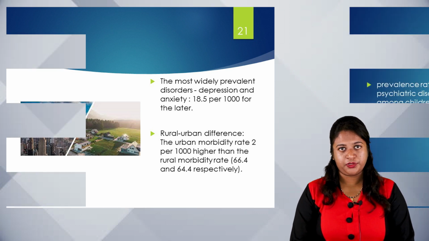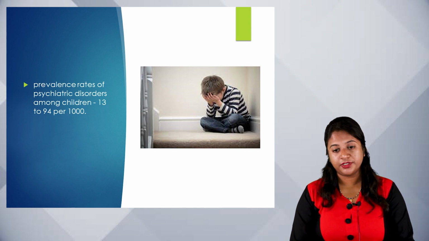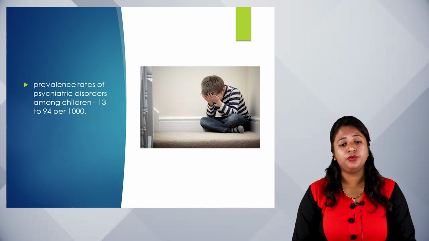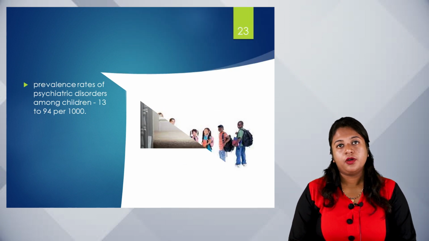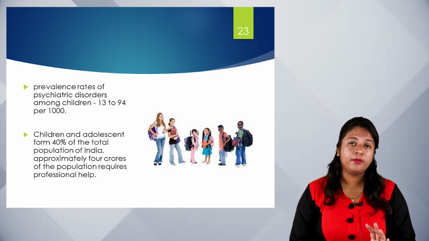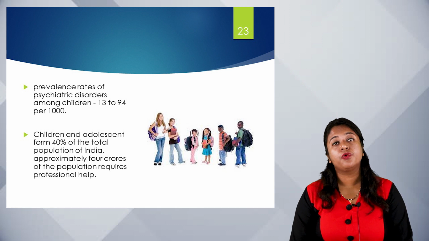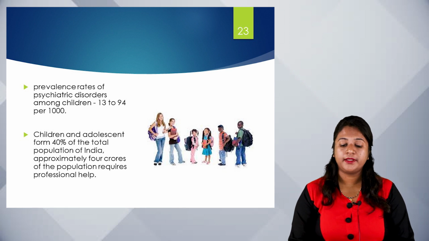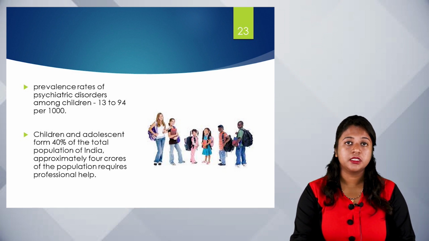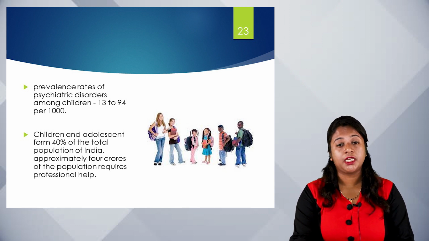The studies reported prevalence rates of psychiatric disorders among children ranging from 13 years, which is about 94 per thousand population. Since children and adolescents form 40% of the total population in India, approximately 4 crores of the population require professional help. So they require psychiatric treatment. So you can understand to what extent mental disorders are distributed in India.